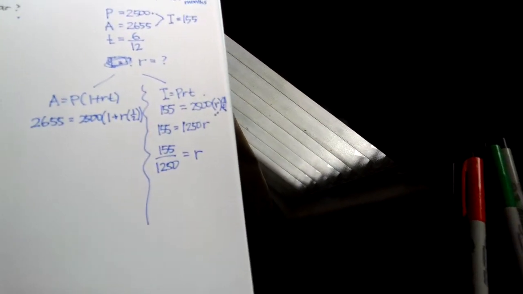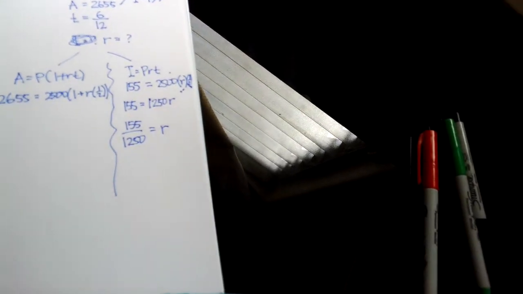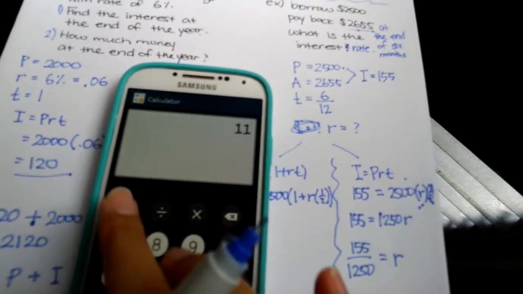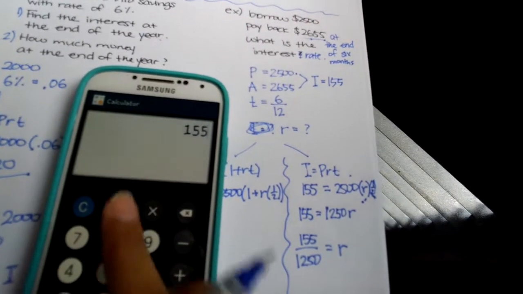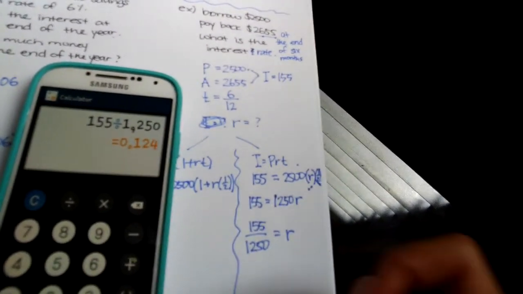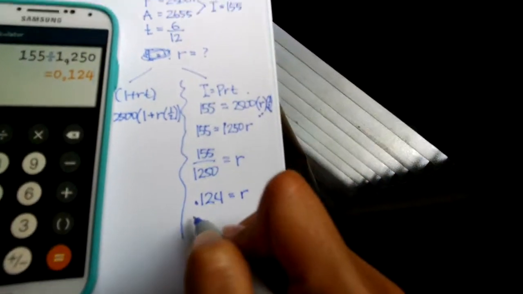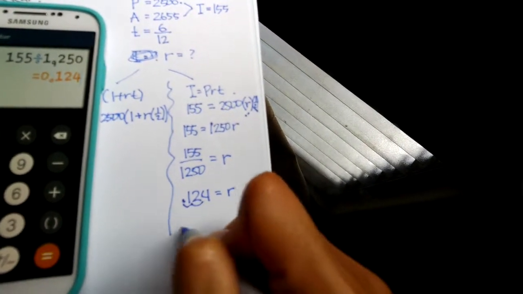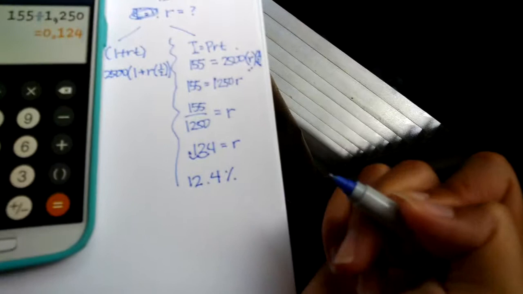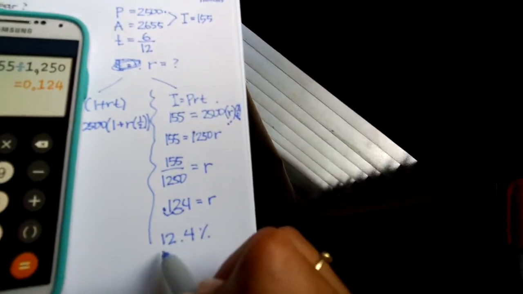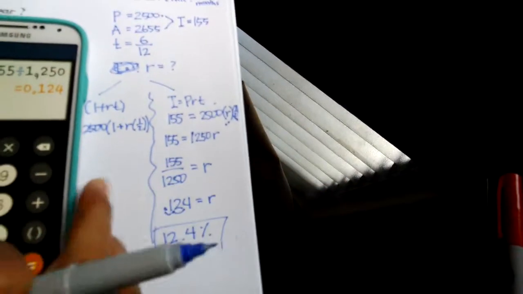But commonly, we use percentages for rate. So let me bring up my calculator. Oh, sorry. So we're going to do 155 divided by 1250. And if we do that, we get 0.124 as our R. But we want our rate to be in percentage. So we move the decimal 2 places over. So it's 12.4% is your rate. Okay, and that's then, because we wanted to find the rate.